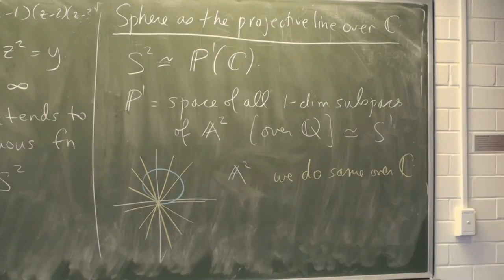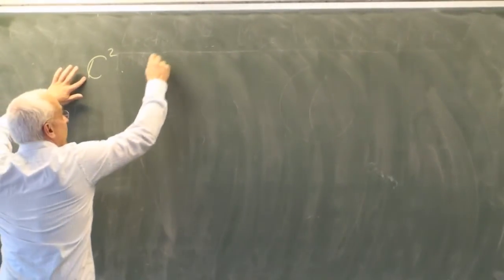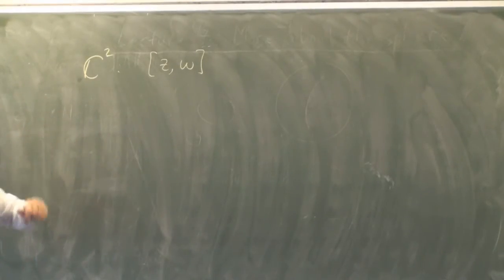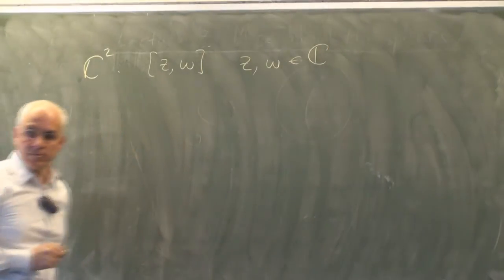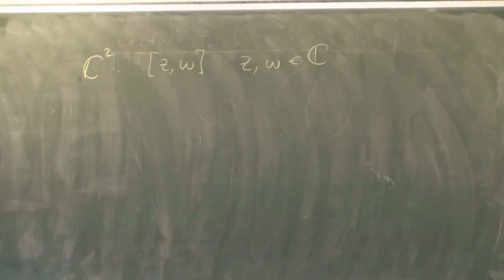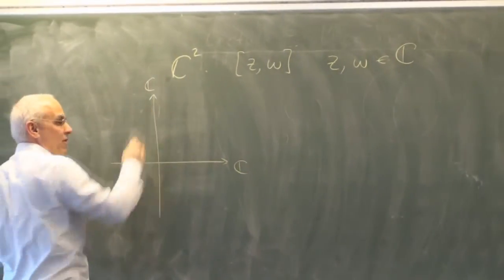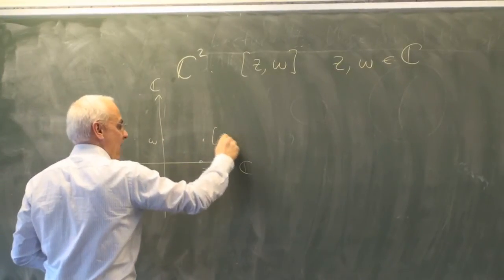What we have to do is start with our two-dimensional space, and to make it clear that we're talking about two-dimensional complex space, let's call it C2. We're working with C2, and C2 consists of things of the form (z, w), pairs of complex numbers. z and w belong to C. We can think about it like this: there's one copy of C in this direction and one copy of C in this direction. And if there's a z here and a w here, then this point is somehow (z, w).